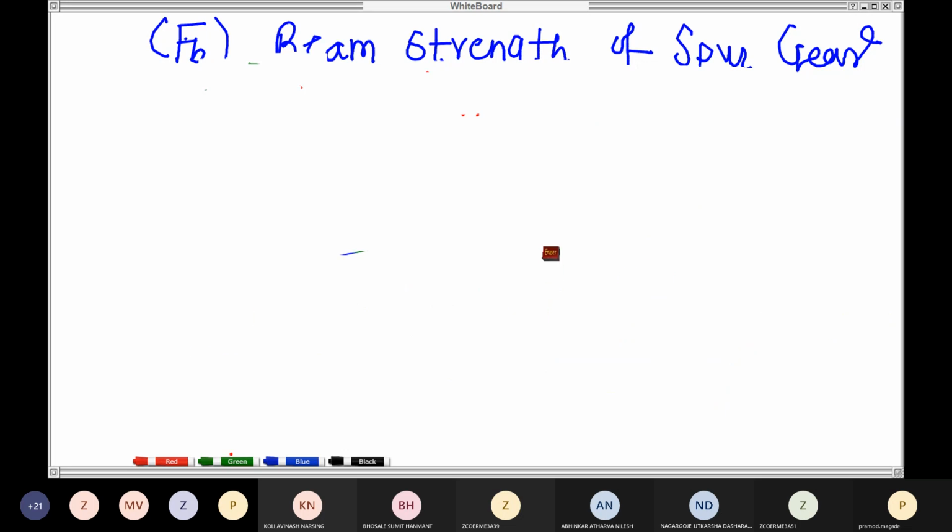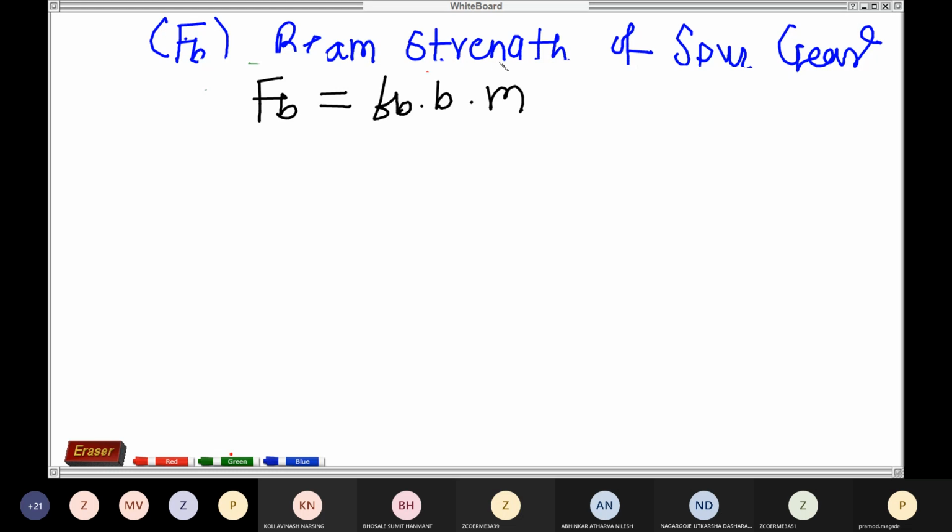It can be asked for 5 or 6 marks, so you must know this. Our equation for beam strength of every gear further on will be the same, only one parameter will change from time to time. I'll tell you: sigma b b m y. So this will be the equation for bending beam strength. Now one by one we'll have to look at what the things are.